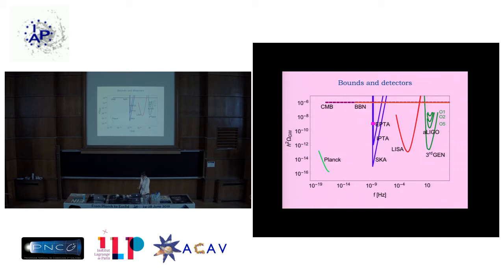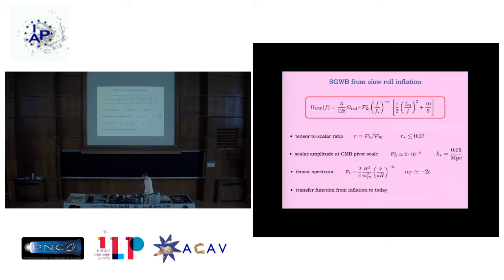Okay, this is the current situation of bounds and observatories. This is the energy density in gravitational waves as a function of frequency. And here you see the sensitivity of current and future gravitational wave detectors. And let me go now, in the last 5 minutes, to examples of signals.